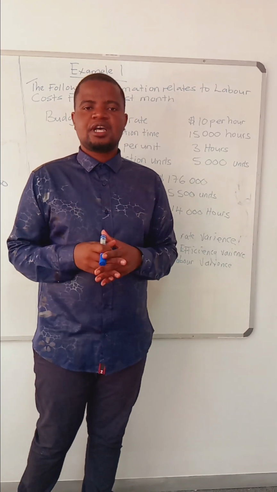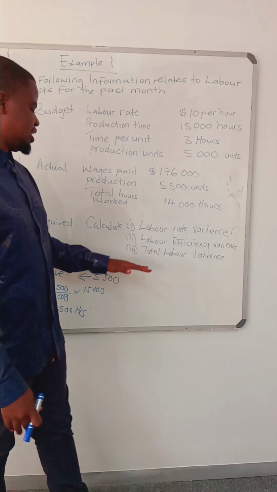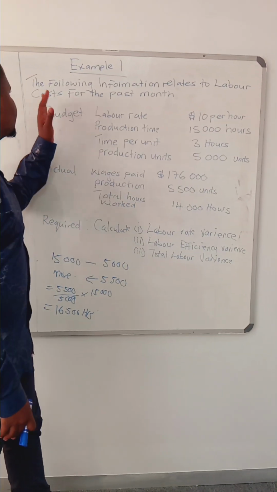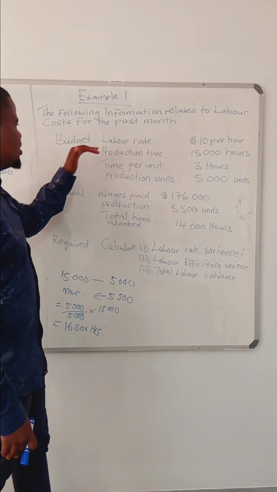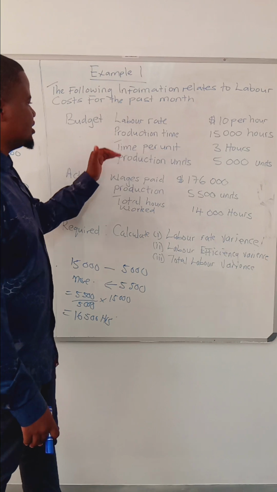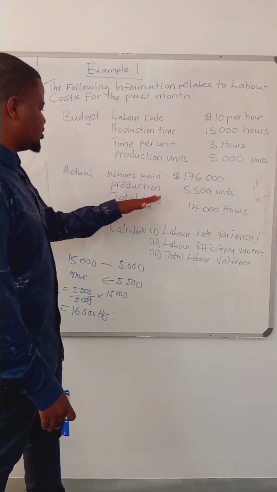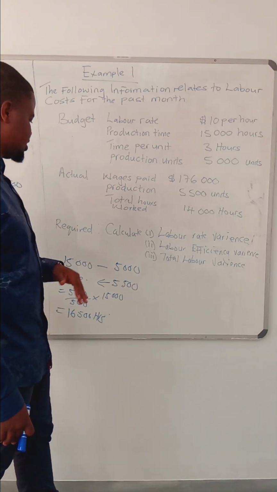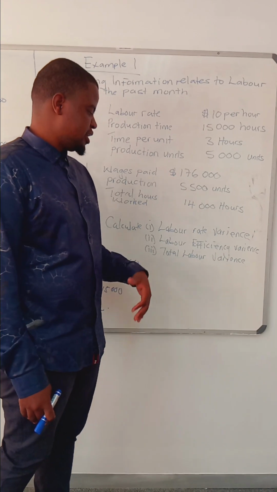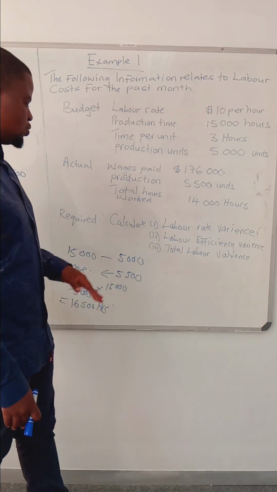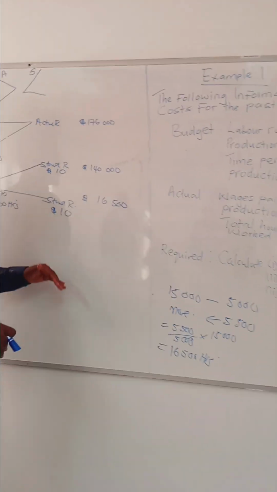Right, so as I was saying, we want to do an example to see how we use this approach to answer any question in the exam. The example says the following information relates to labor cost for the past month. Budget: we have labor rate, production time, time per unit, production units. Then actual: we have wages paid, production, total hours worked. Required: calculate labor rate variance, labor efficiency variance, and labor total variance. Right, so this is the example, and this is how we answer it.